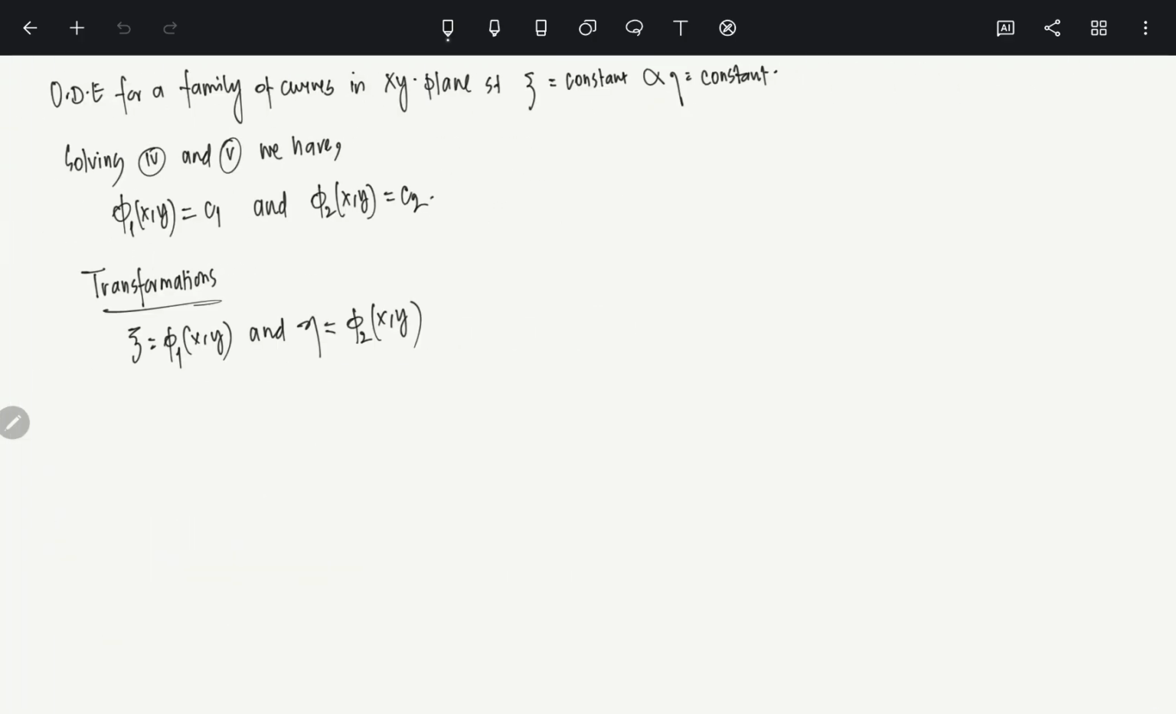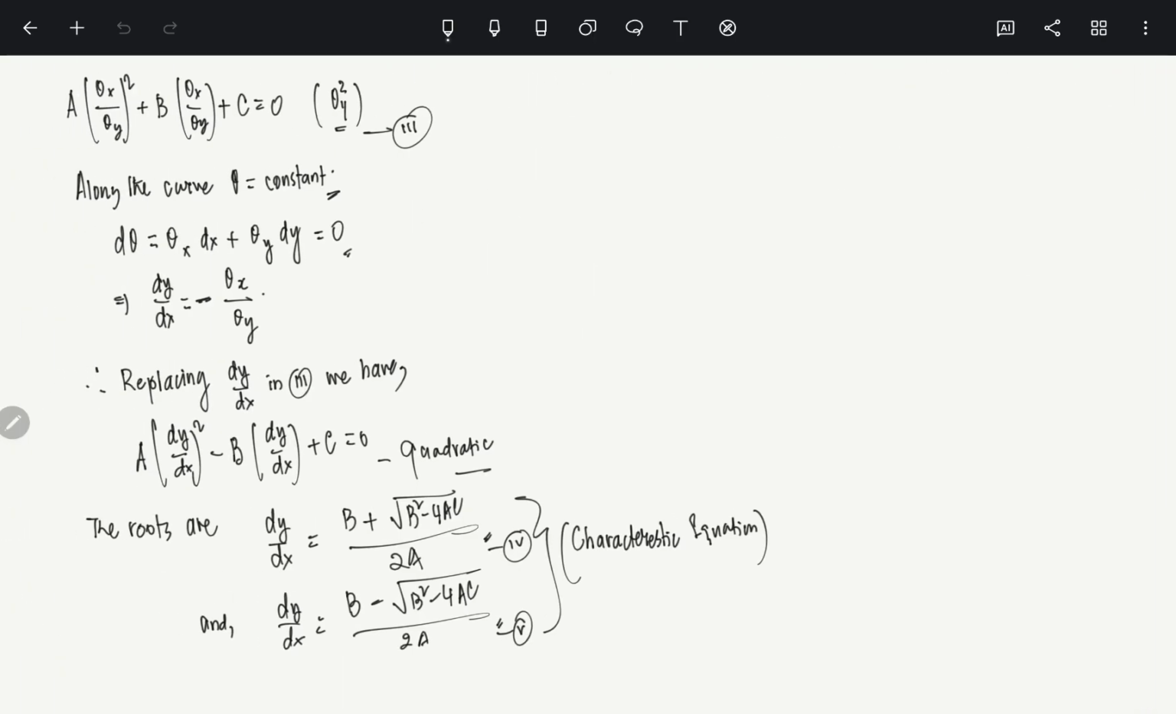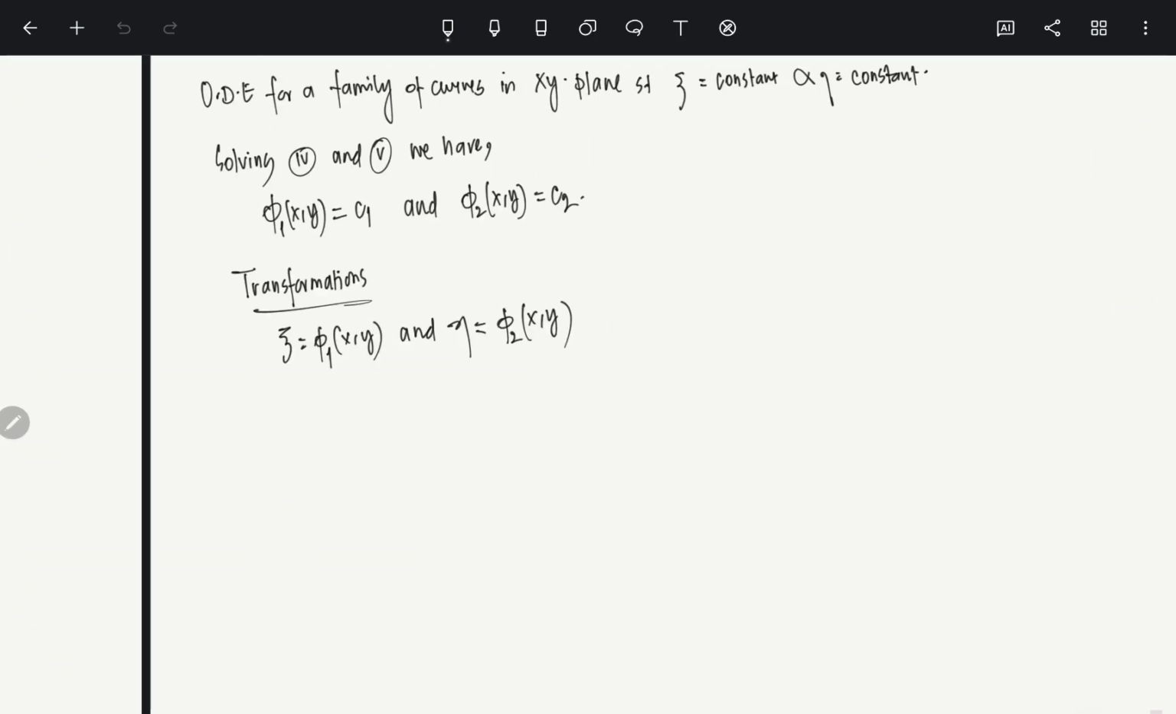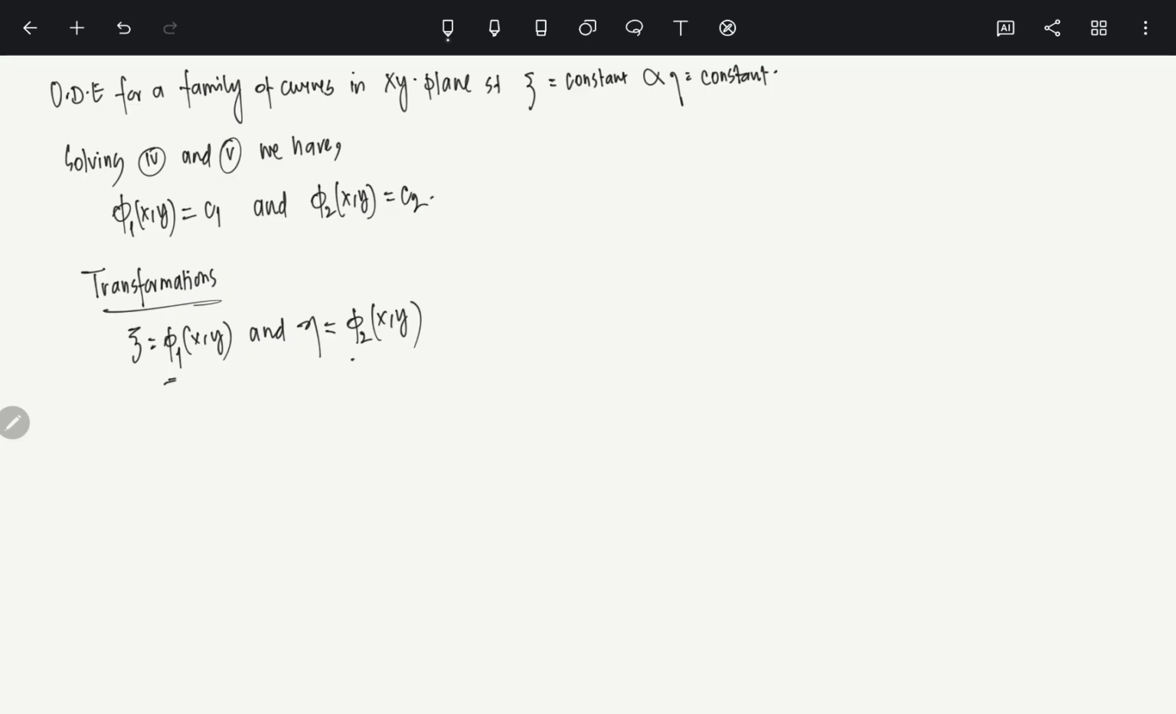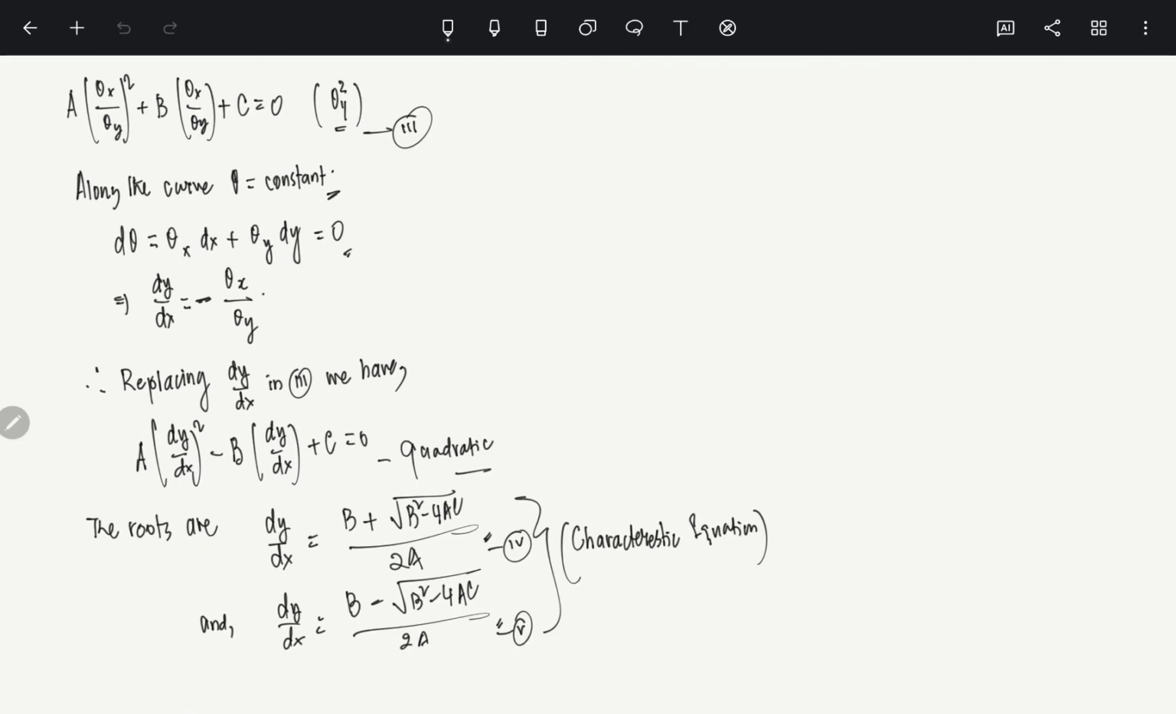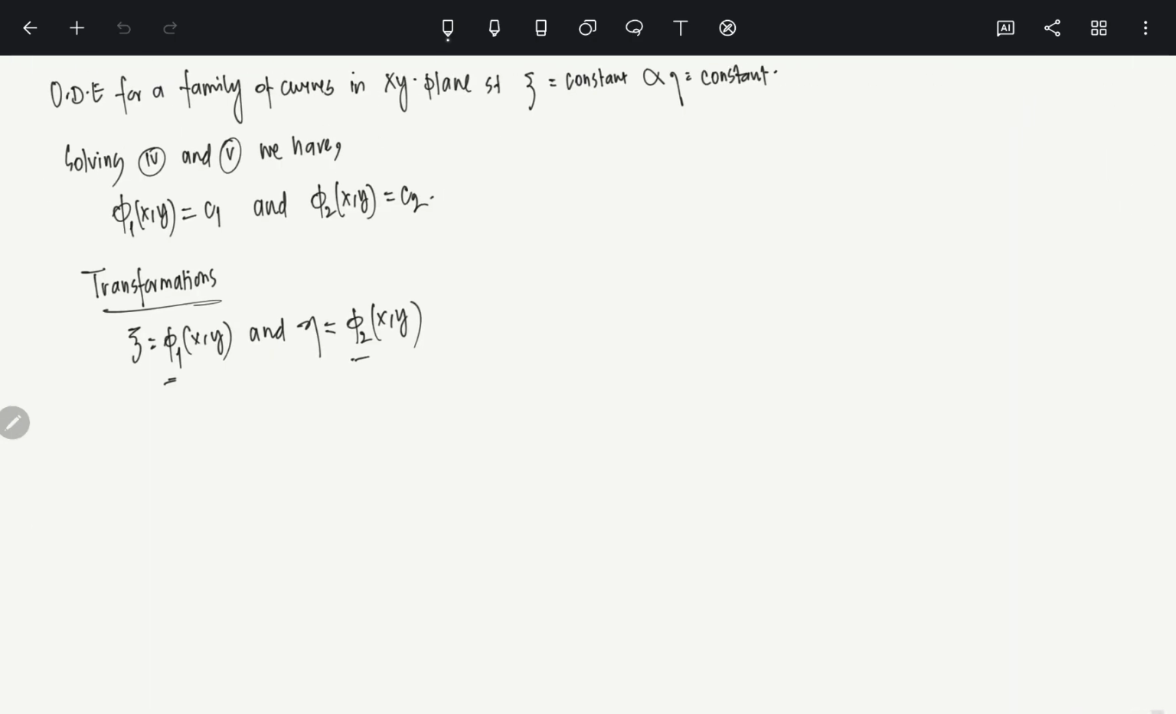You do realize we have to solve these two characteristic equations in order to get phi1 and phi2. Whatever solutions we get, we take xi and eta to be those. Now, b square minus 4ac plays a very important role here. Whether b square minus 4ac is positive, zero, or negative, the whole nature changes, because the characteristic equation also changes. So let's look at all these properties.